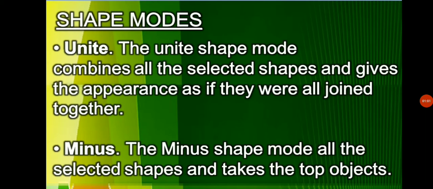Next is the shape modes. In Unite, the shape mode combines all the selected shapes and gives the appearance as if they were all joined together. Minus Front also combines all selected shapes and takes the top objects and removes them from the bottom most object.